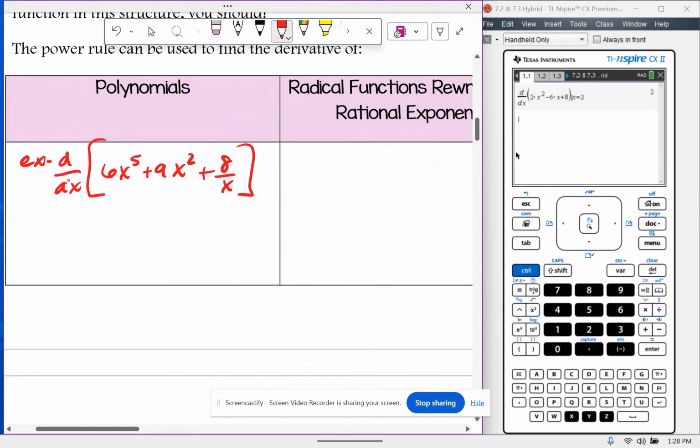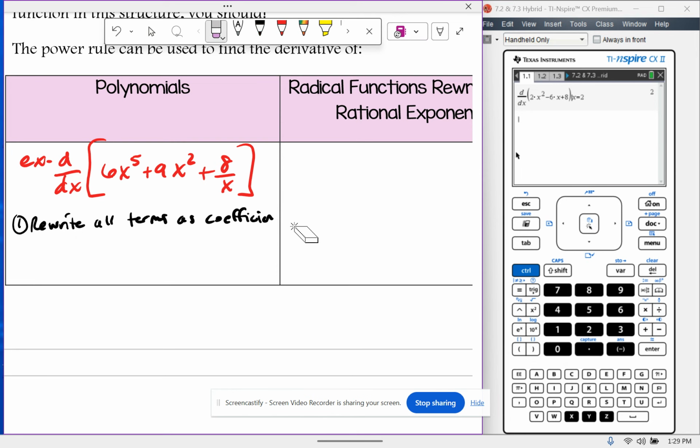It's an example. It says example, and then it's d/dx. So your first step is going to be to rewrite all terms as coefficients, or just coefficient times x raised to a power.